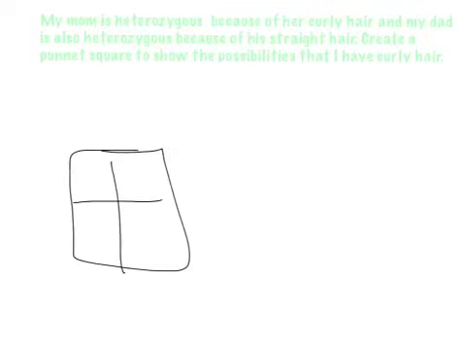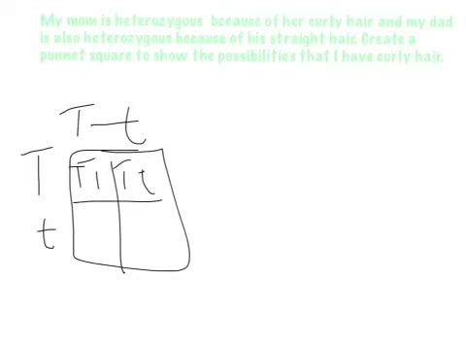My mom is heterozygous because of her curly hair, and my dad is also heterozygous because of his straight hair. So what is the possibility to have curly hair? The capital letter T is straight hair, and the lowercase t is curly hair. So there's a 25% chance to be curly hair and 75% to be straight hair.